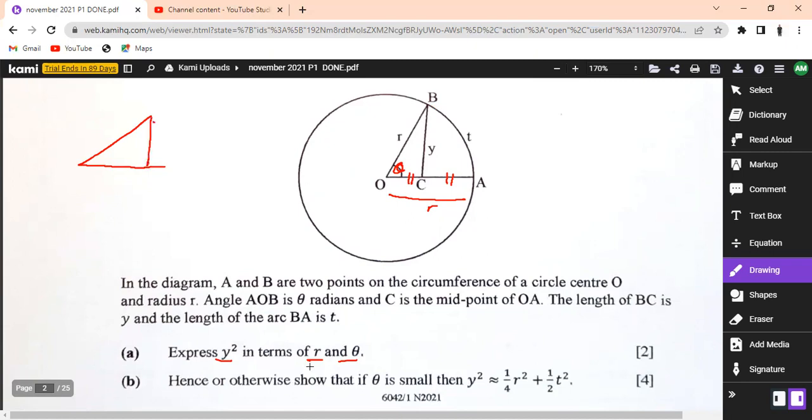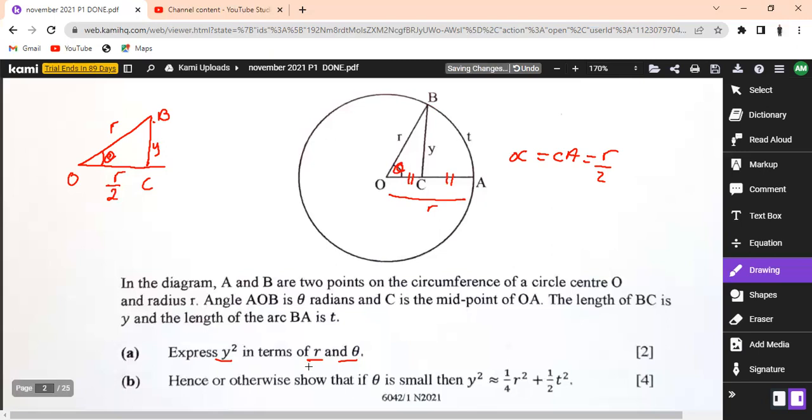This angle is not 90 degrees. We are not specific that it's 90, so we do not know this angle. But we know that this angle is theta radians. This is B, this is C, this is O, and we say this is y. This is the radius. Here we said from O to C is the same as C to A, which means OC is equal to CA, which is equal to radius over 2, because the whole of this line is the radius. So from O to C, it is going to be r over 2.